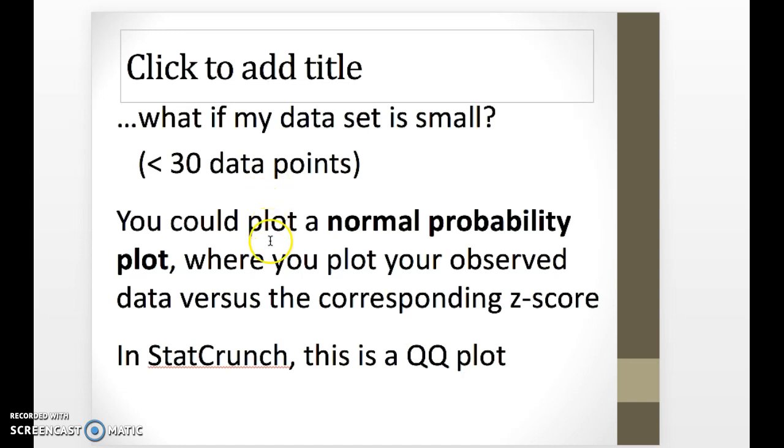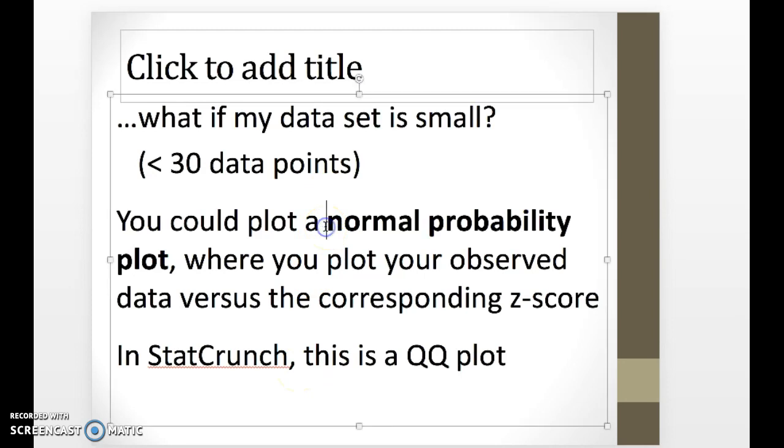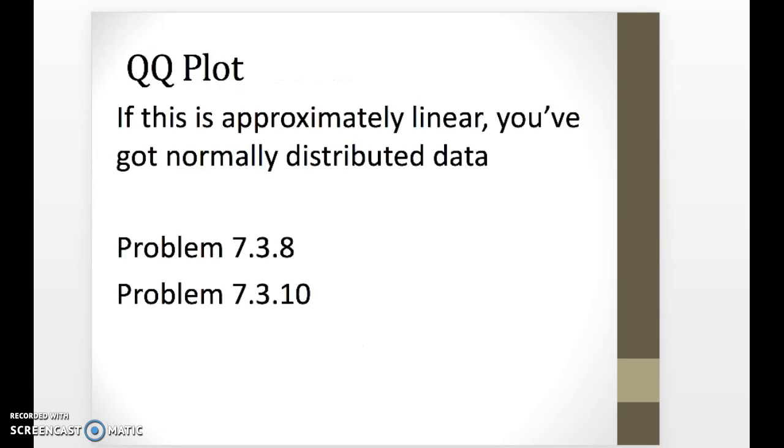We're going to ask StatCrunch to create what's called a QQ plot. By hand, this is called a normal probability plot that actually plots observed data versus corresponding z-scores and assesses whether the normal probability plot or the QQ plot is linear. Now that sounds like a lot of mumbo jumbo, but we'll get into an example here. Just to give one more summary, for the QQ plot, we're looking for a graph that's approximately linear to say we have normally distributed data. Now I want to show you a picture from your book, and then we'll look at these two examples.